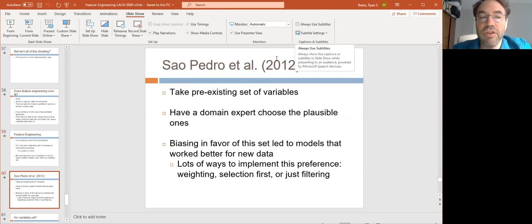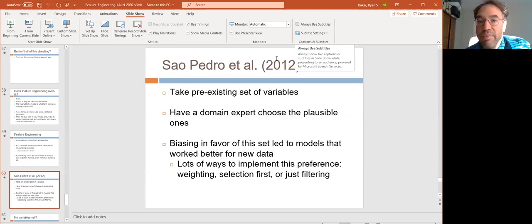One more piece of evidence that theoretically justified, thoughtful features actually matter comes from work by Mike Sao Pedro, who got the student best paper at User Modeling and Adaptive Personalization, which might have just been called User Modeling back in 2012. Sao Pedro actually took a pre-existing set of variables. He had a domain expert choose which of those were theoretically plausible. And he found that if he biased in favor of this set, in a pretty simple fashion, he was using a feature selection algorithm, and he just had it, if things were equal, or close enough to equal, pick the one that was more theoretically plausible. And he showed that this led to models that worked better for new data.